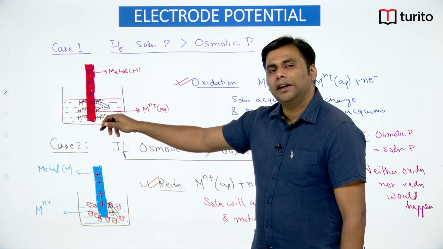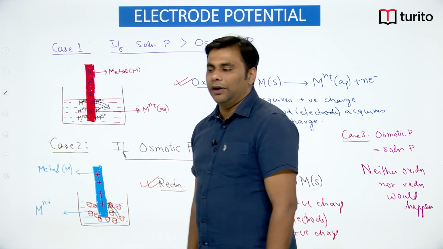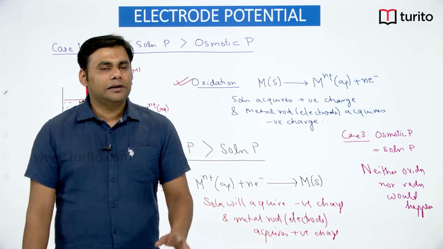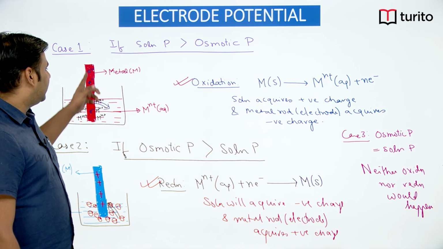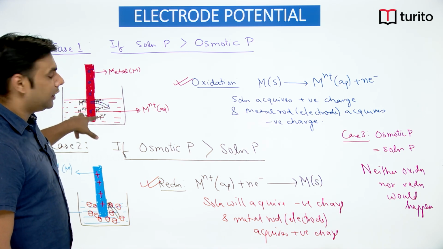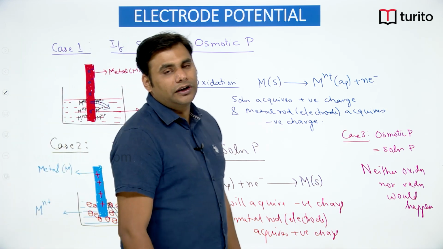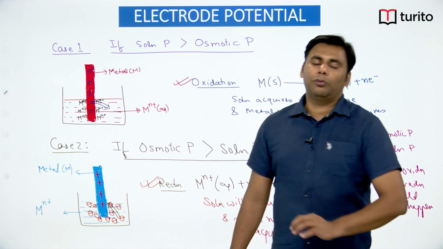Now when this metal ion enters into the solution, it will acquire positive charge. The electron that was liberated would be sitting at the metal, so there would be a potential difference between the rod and the solution. An electrical double layer would be set up near the metal surface that would lead to the development of a potential which is called electrode potential.